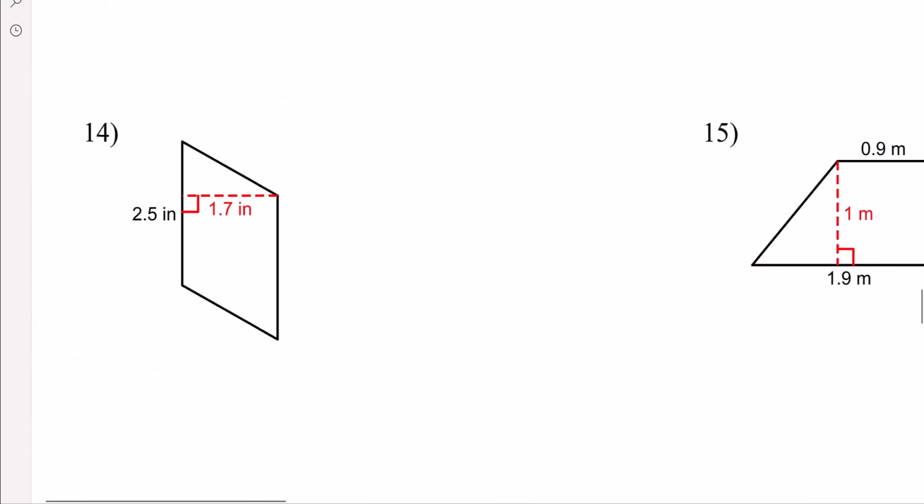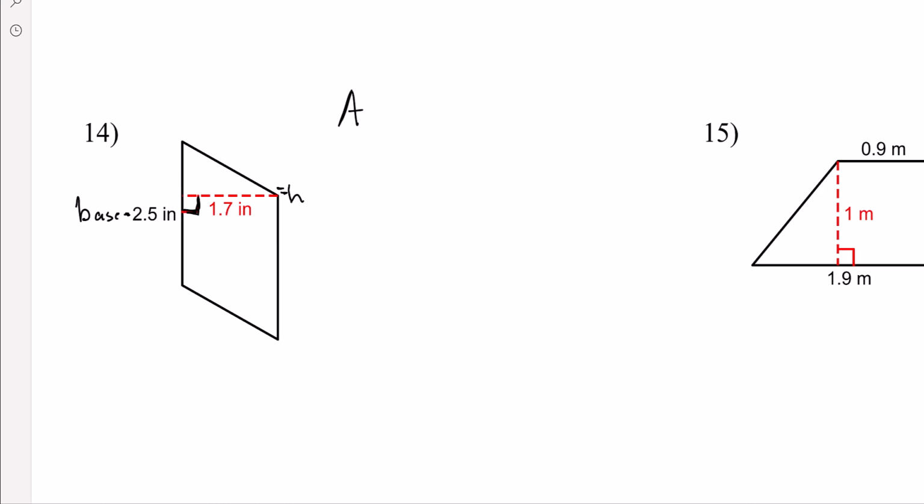Okay, now we've got a parallelogram. So this is how you classify triangles by their angles and their sides. We have this height in red, and then the side perpendicular, you know it's perpendicular because of that right angle. This would be the base.